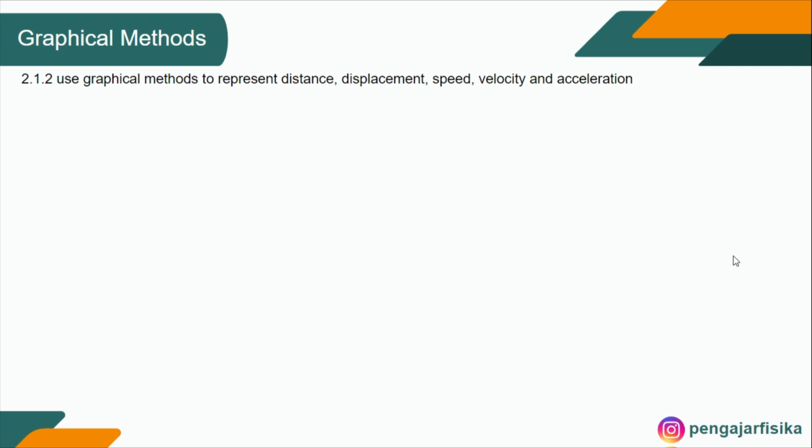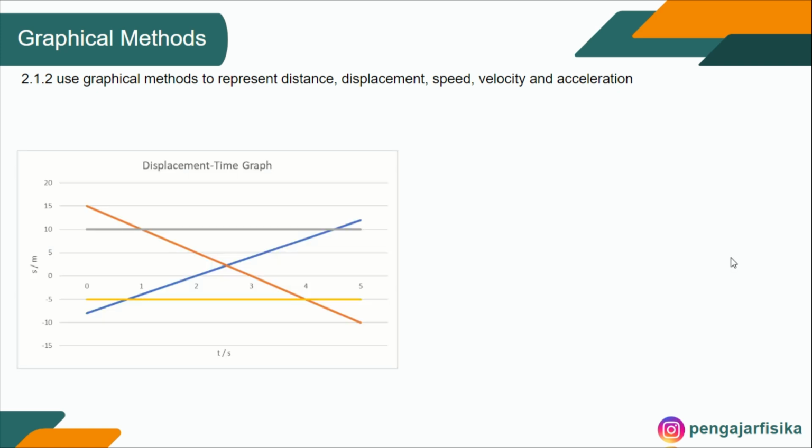Next, we will still have displacement-time graphs. Here we have 4 possibilities for a displacement-time graph. Let's start with the gray one. The value of the displacement here is 10 all the time. What does it mean? It means the object stays at rest at 10 meters on the right side.